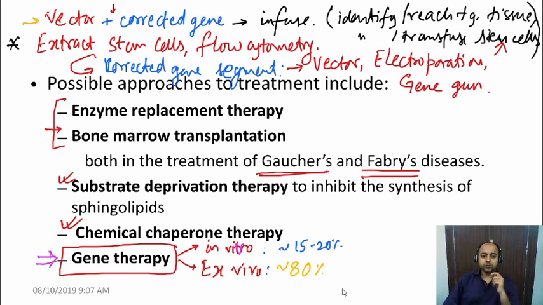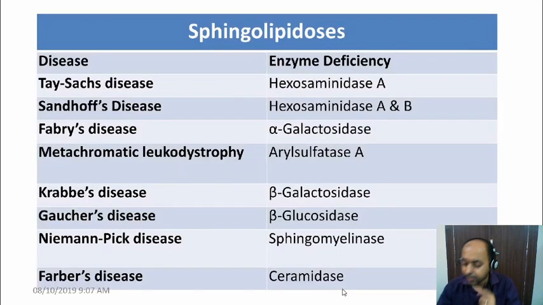Okay, so this was about the possible approaches to treatment, and this is the list of the sphingolipidosis and the corresponding enzyme deficiencies. I request you to kindly note down this list. Most of your guides and books may not mention the Sandhoff disease, but remember, Sandhoff disease is also a type of sphingolipidosis.